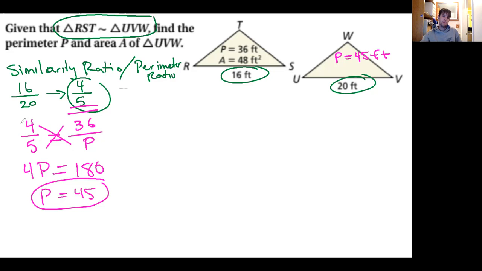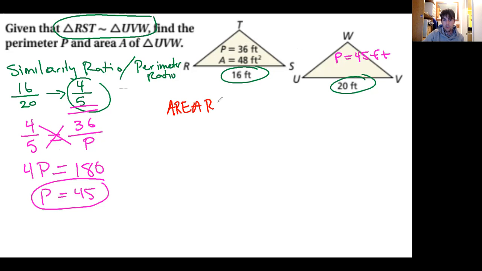Again, keep in mind with these that the smaller number goes with the smaller figure, the bigger number goes with the bigger figure. So that's the way to set up the second part. All right, and then the next piece here is we want to find the area. So what is our area ratio?